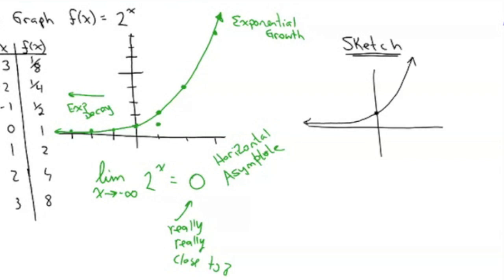So that would be the sketch of f of x equals b to the x, where b is bigger than 1.